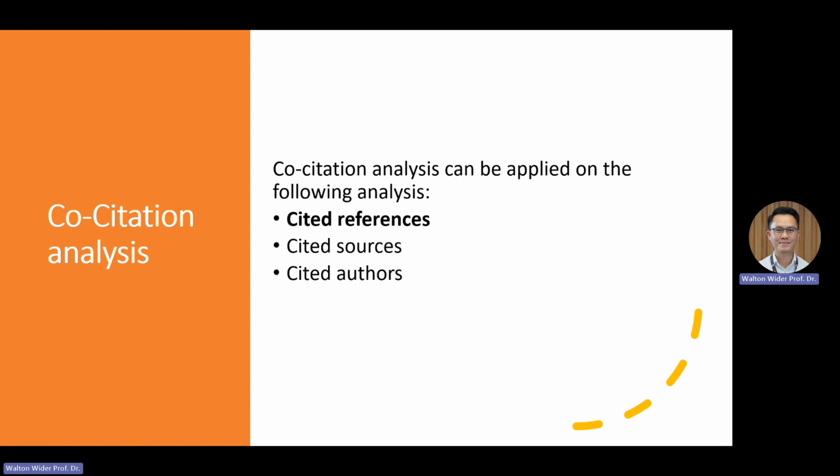So we can apply co-citation analysis in three areas. The first one is cited reference. So this involves analyzing the references that are commonly cited together in various publications. And also we can focus on the cited sources, the journals, the books, etc. So this application will shed light on which publication platforms are commonly associated in the field.